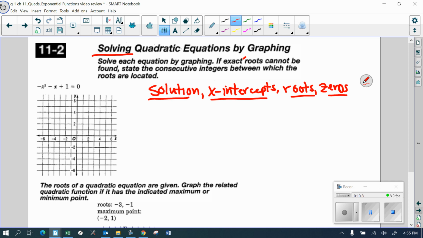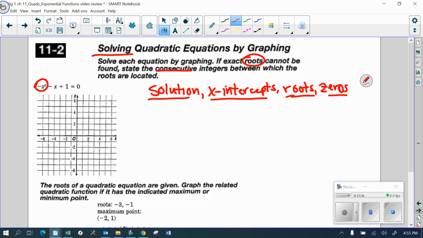If the exact roots cannot be determined, so they're calling them roots in this one, state the consecutive integers. That's one integer after the other, like between 2 and 3, between -1 and -2, between which the roots are located. So now I'm going to have to graph this and find where it crosses the x-axis.